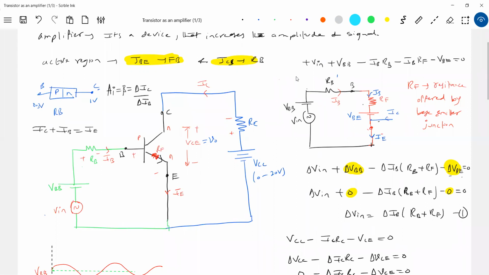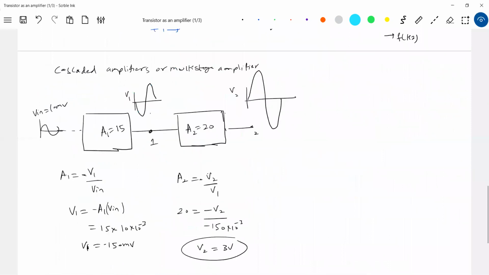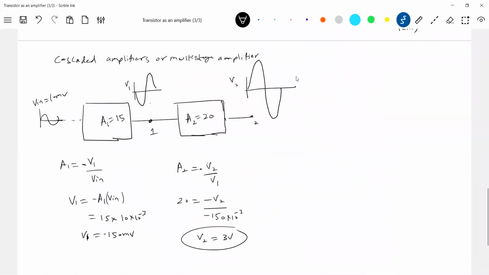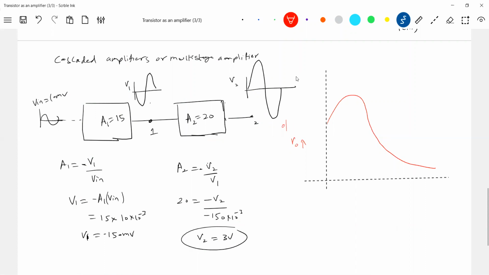Okay, now one more thing. If you look at the textbook, there's one more very good graph. If I plot this Vout versus Vin graph, the graph takes shape like this. This is the output voltage, and this is the input voltage. When I plot the output voltage versus input voltage, I'm getting a graph of this kind.